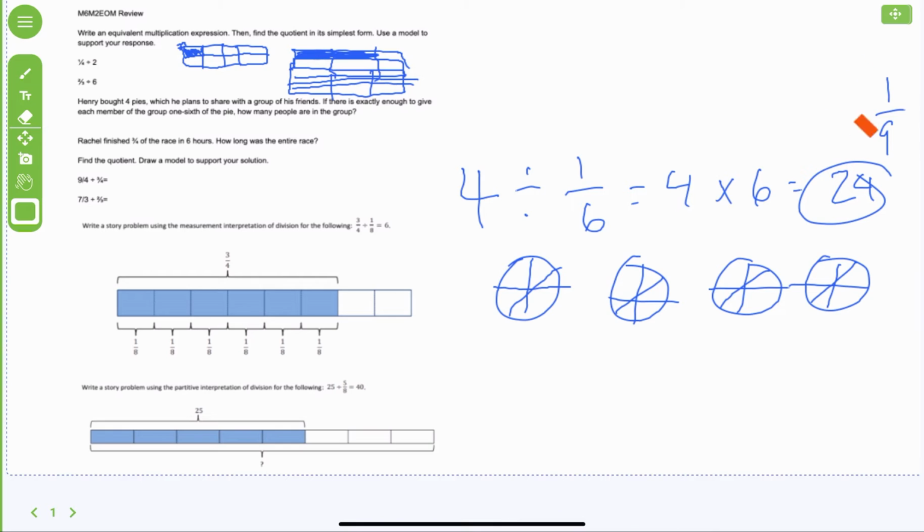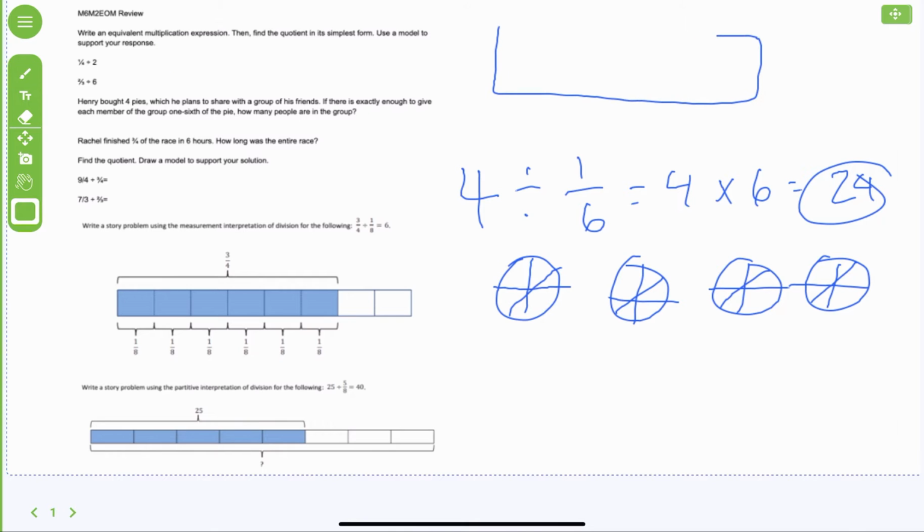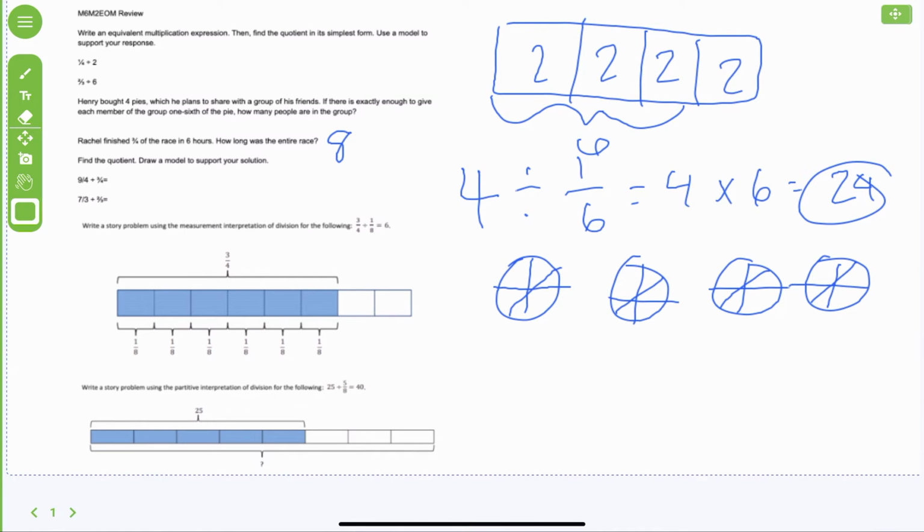All right, the next one says Rachel finished 3/4 of the race in 6 hours. How long was the entire race? Well, this is the one I would just draw it. She's finished 3/4 in 6 hours. So how much is each one? 2, 4, 6. So how long is it going to take her if she keeps up the same pace? 8 hours. Everybody see how I did that? Okay.